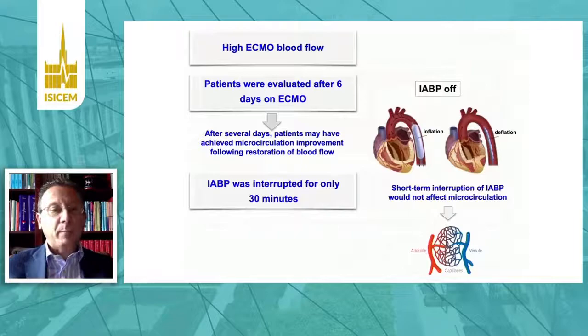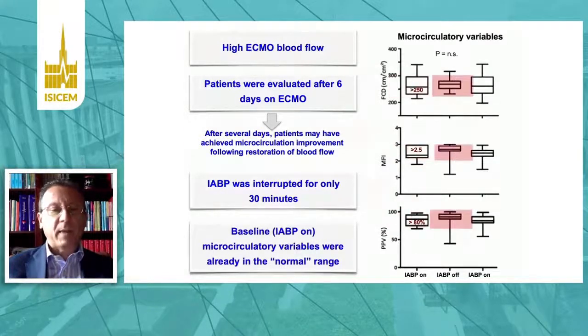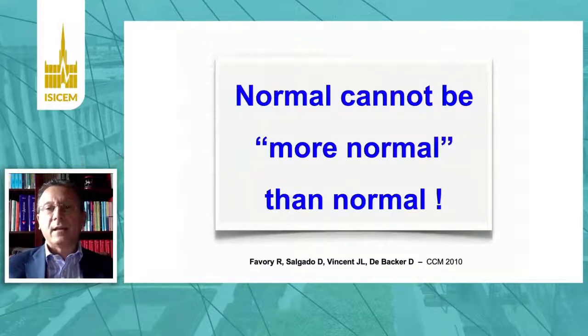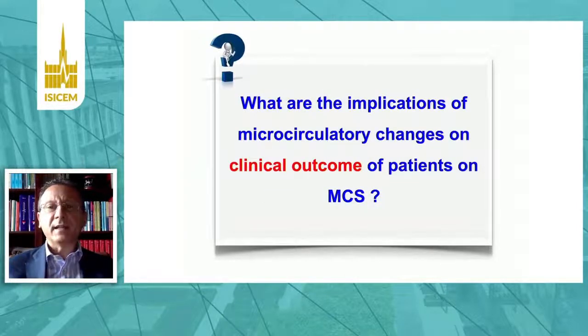Also, the balloon pump counterpulsation was interrupted for only 30 minutes, and so a short-term interruption of the balloon pump would not affect microcirculation. And finally, baseline microcirculatory variables were already in the normal range. It means that normal cannot be more normal than normal. But what are the implications of microcirculatory changes on clinical outcome of patients on mechanical circulatory support?